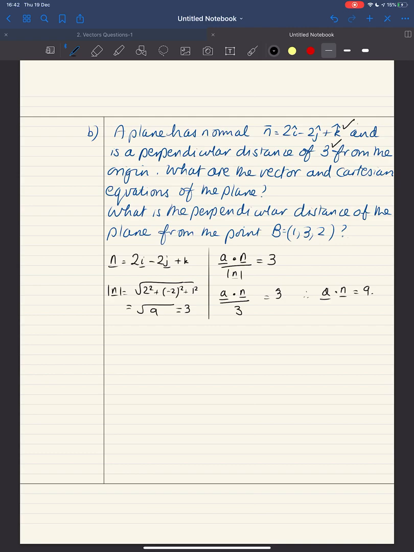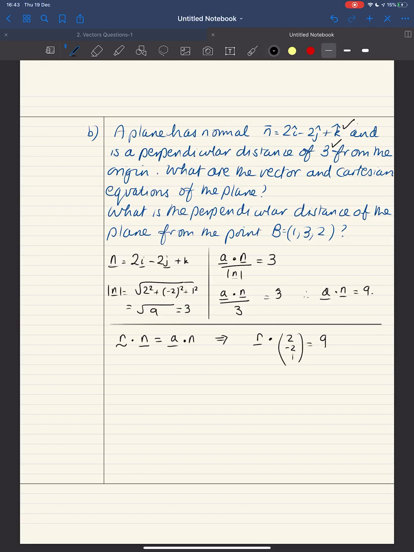So let's just underline this bit here. So what we have now is, for the vector equation of the plane, r dot n equals a dot n. So this implies that r dot (2, -2, 1) equals 9.